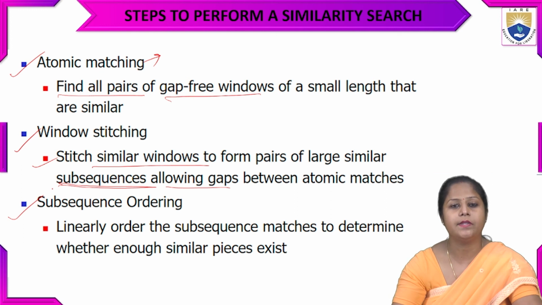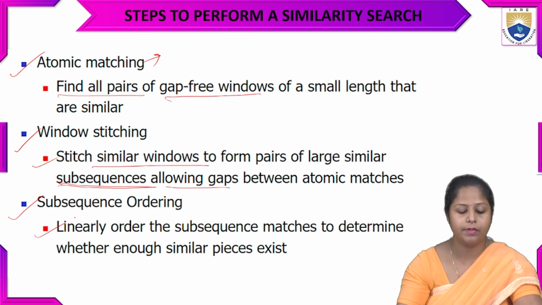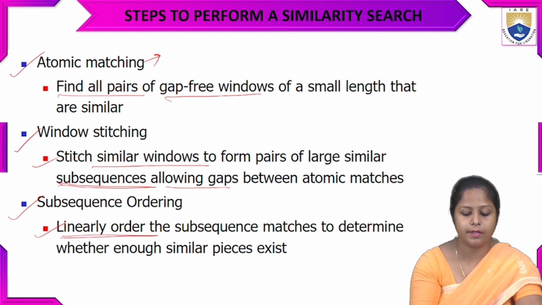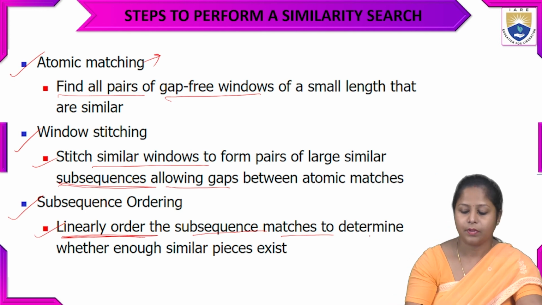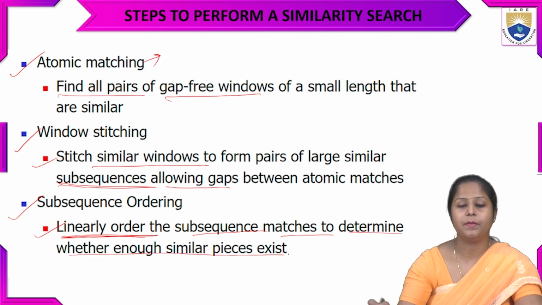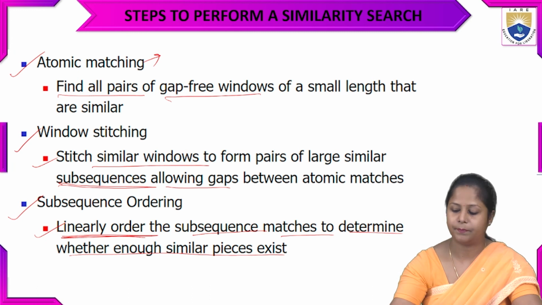Next is subsequence ordering. In that, we need to linearly order the subsequence matches. For that, we need to check whether enough similar pieces exist or not, so we need to search for that. If the similar pieces exist, we need to match them with the subsequence match.